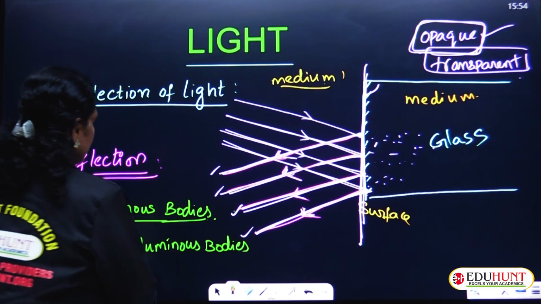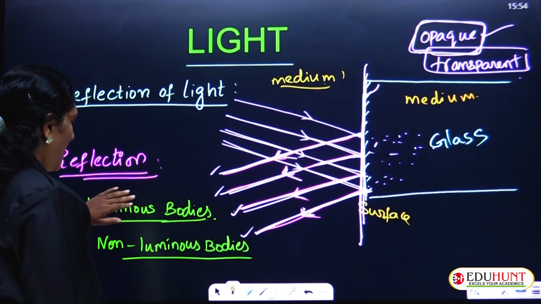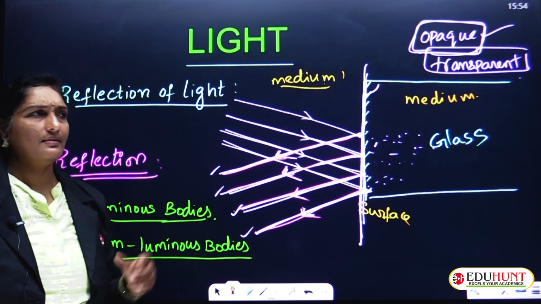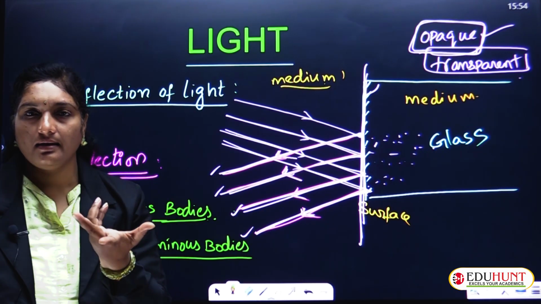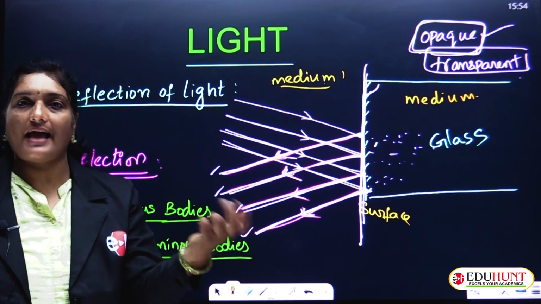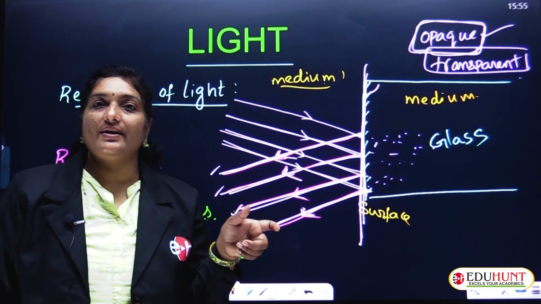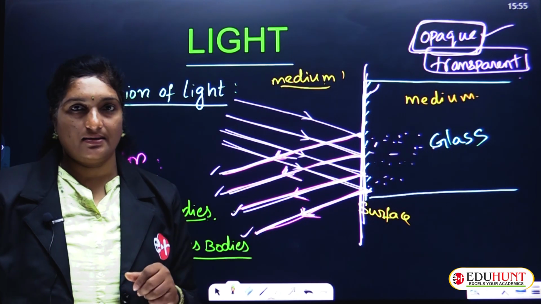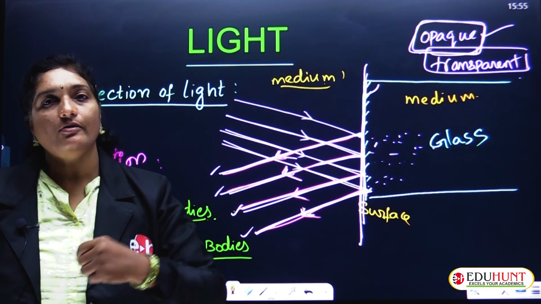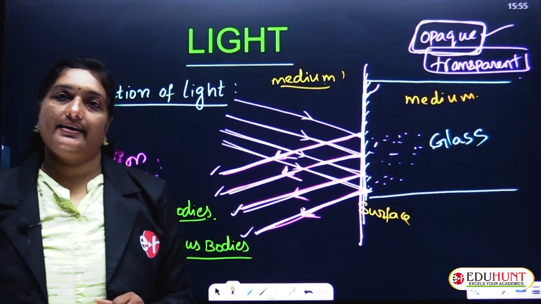So what are non-luminous bodies? What is a luminous body? Luminous bodies are the bodies which can be directly seen. For example, tube light, sun, electric bulb, candle, a fire, everything can be seen directly. So these types of bodies are called luminous bodies. The bodies which can be seen directly are called your luminous bodies. They themselves transmit the light.